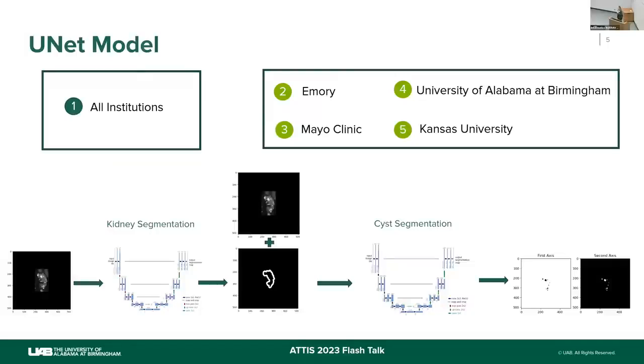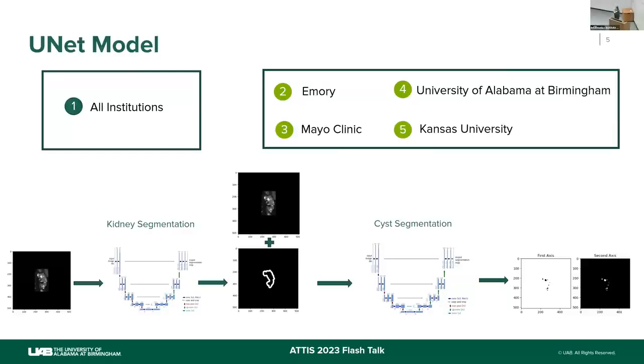So to set up my project to answer this question, I took the 4 institutions that the NIH CRISP cohort had: Emory, Mayo Clinic, UAB itself, and Kansas University. And I created 5 different training sets to create 5 different models. First one being a multi-institutional set. We have 80% of all of the data available to us, and then we put 20% aside for a test set later on for validation. And then we created 4 other training sets with just single institutional data, 80% of that institution.